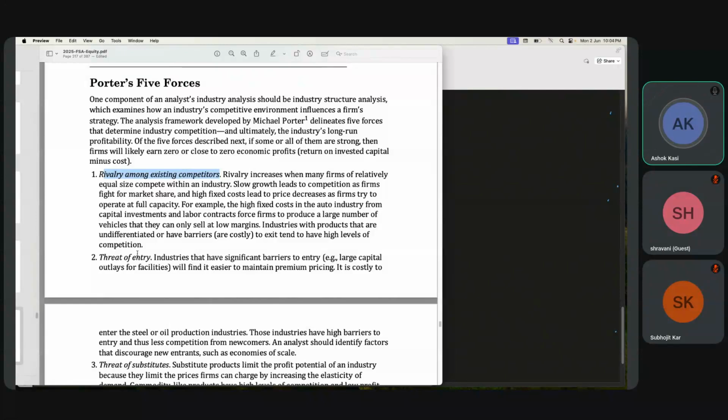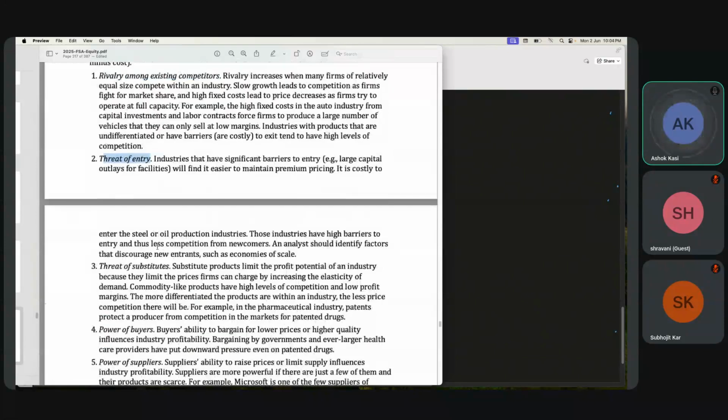Okay. Then threat of entry. Threat of entry means what? Is there any threat to enter into that sector, or is there no threat? So certain sectors will have entry barriers. Certain sectors there will be no entry barriers. Where there will be no entry barriers, something which is easy business. Easy means, let's see, some FMCG kind of business. It is easy to enter.